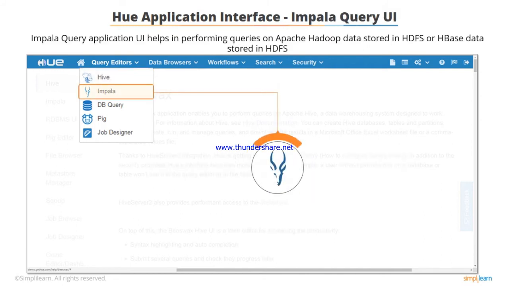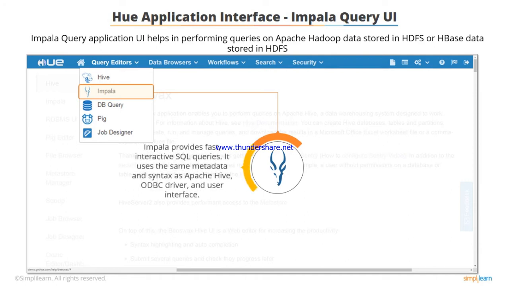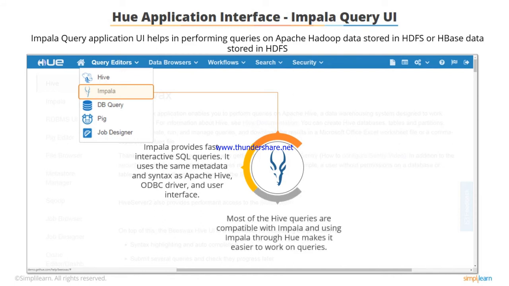The Impala Query Application UI enables you to perform queries on Apache Hadoop data stored in HDFS or HBase. Impala provides fast, interactive SQL queries on HDFS data. It uses the same metadata and syntax as Apache Hive, Open Database Connectivity or ODBC driver, and user interface, making it a unified and easy platform for real-time and batch operations. Most of the Hive queries are compatible with Impala, and using Impala through Hue makes it easier to work on queries and therefore on the data that is stored in HDFS.